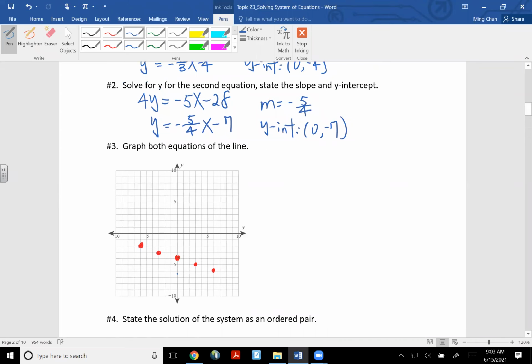So 5, 6, 7, that'll be right here. As you can see, if I go down 5, 1, 2, 3, 4, 5, to the right 4, I'm already outside of my grid. That's the reason why we learn how to backtrack, because if I can backtrack, I can actually see where they're intersecting. So if I backtrack my slope, that means up 5, to the left 4. That'll be right here.